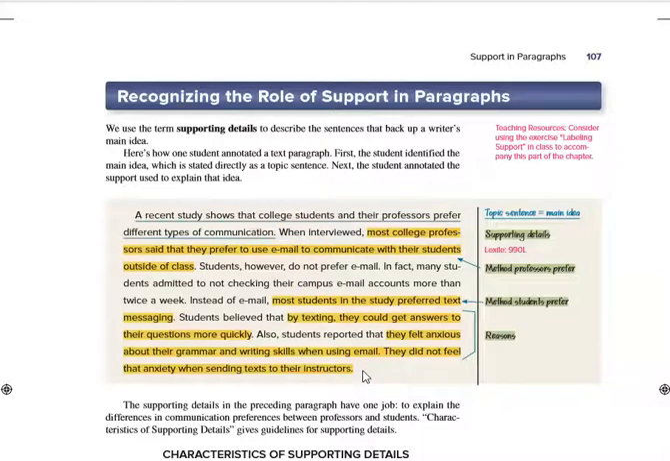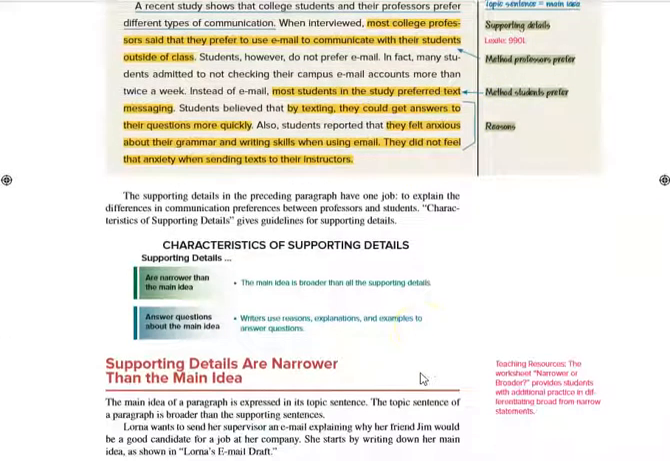One way to do that is to think about what a reader would need from me after I say this to believe or to understand or to really get what I'm saying. Here we've decided to provide an explanation of what methods professors prefer, and then the methods that students prefer, and then we give the reasons for those things. This content is called development, and it's what makes the paragraph work well.